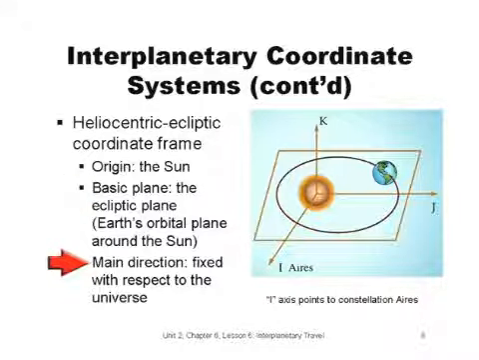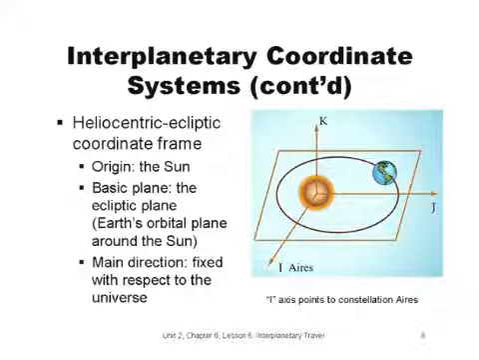Next, we need a main direction that's fixed with respect to the universe, and we'll call it the I-axis, shown here pointing to the constellation Aries. Now that the basic plane and main direction are chosen, we set the second axis on the ecliptic plane 90 degrees from the first axis in the direction of Earth's motion, shown here as the J-axis. Finally, the last, or K-axis, is perpendicular to the ecliptic plane, so it completes the right-handed system.